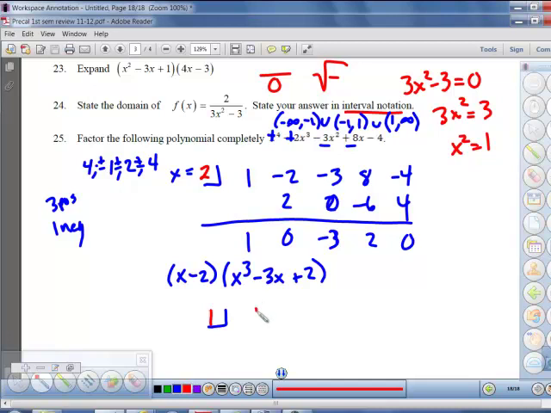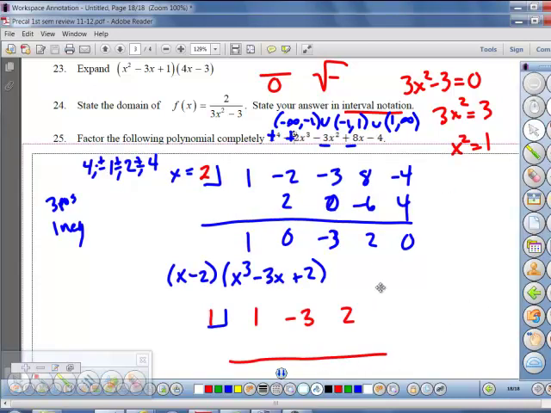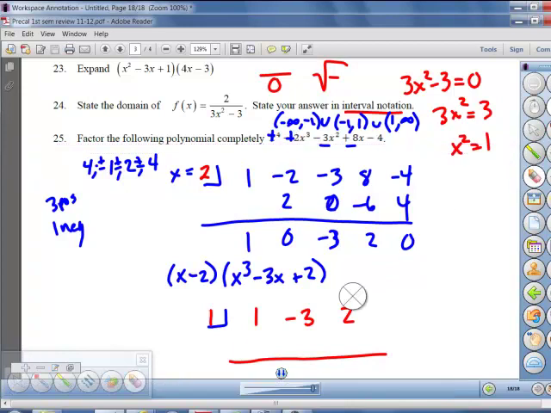Okay, so I've got 1, negative 3, and 2. I did something wrong. What's wrong? Placeholder. Yeah, we got a placeholder, right? Yes, we do. Okay, so we need to put a 0 placeholder before we put those other numbers because there's no x squared terms. So 0, negative 3, and 2.